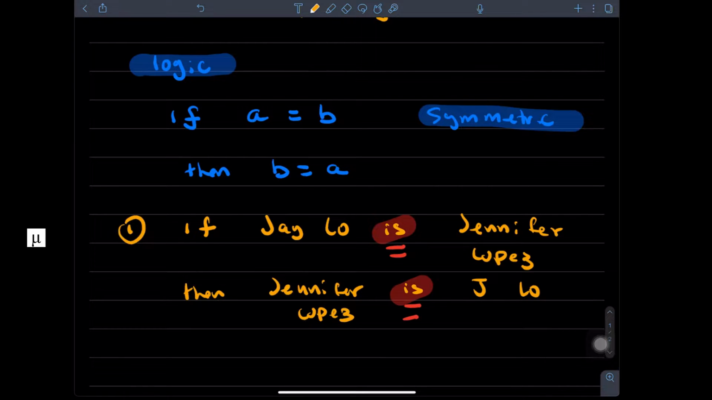So if J-Lo is Jennifer Lopez, then Jennifer Lopez is J-Lo. Does that make sense logically? Do you guys see what I'm saying? This is a sort of symmetric property in logic.